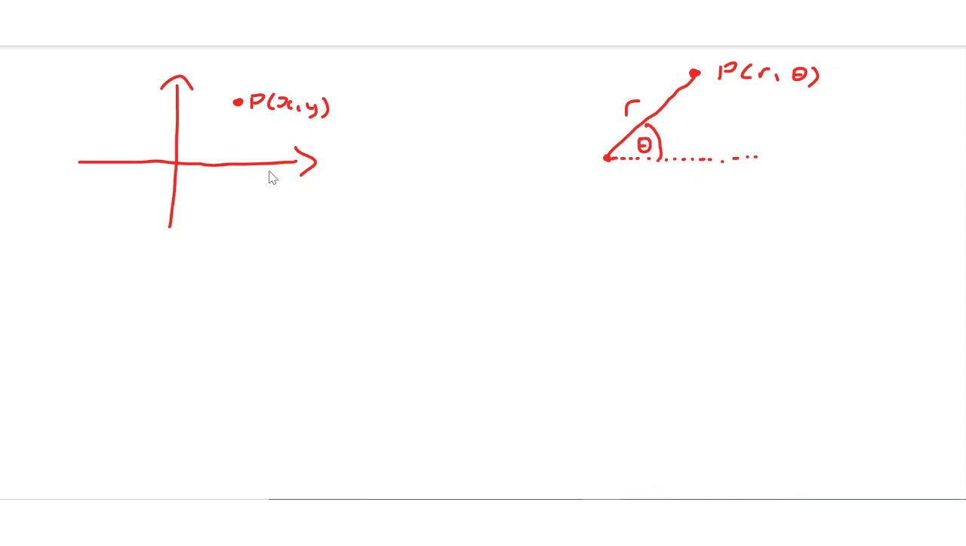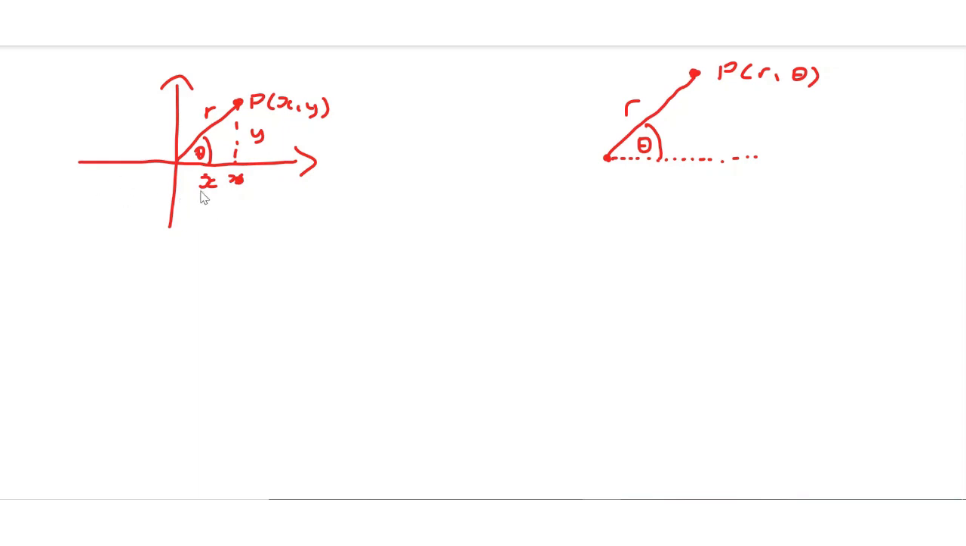But how can we convert between them? Obviously this point P is the same point. We're trying to describe the same point in space, and this is a generic point P. So how can we convert between them? Let's take x to be the half line, the origin, and let's draw on this r and theta. Bear in mind this is x here, so this distance here is x, and this distance here is y.